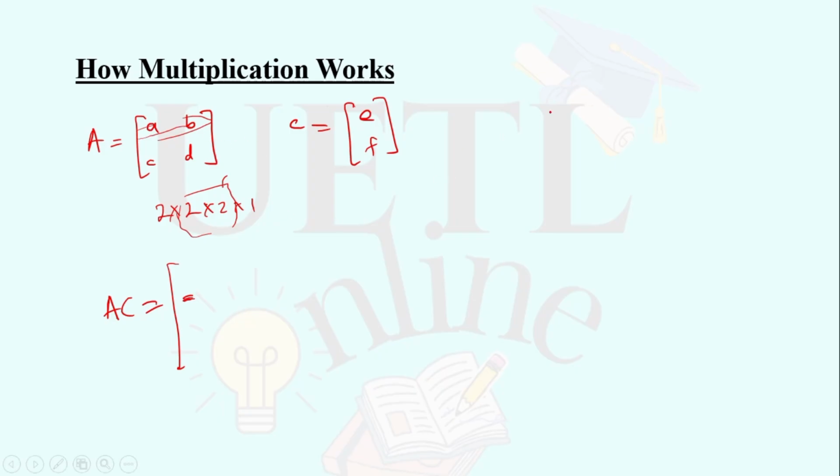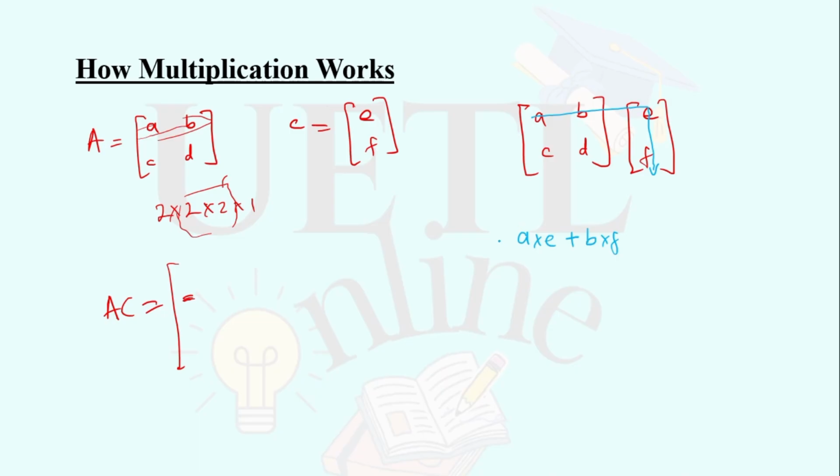Remember, you have two matrices: a, b, c, d, and the other matrix with e, f. We take the first row and multiply it with this column. The multiplication is a times e plus b times f, like this. Then you go on. If there is another column, you multiply again.